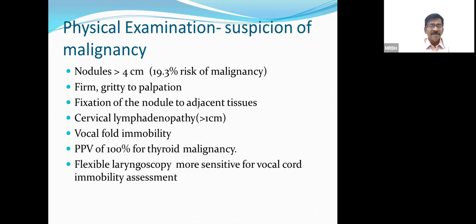Vocal cord immobility assessed by indirect laryngoscopy. These features have a positive predictive value of about 100%. Flexible laryngoscopy is more sensitive for vocal cord immobility assessment.